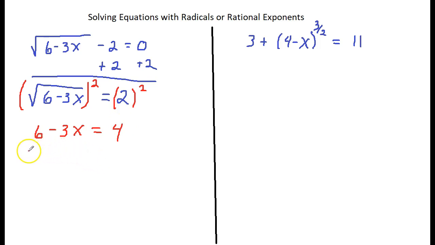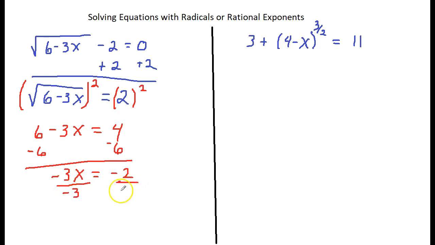Then I subtract 6 from each side, and I have negative 3x equals 4 minus 6 is negative 2. Divide each side by negative 3. I have x equals a negative divided by a negative is a positive, so we have 2/3. Okay, you can always check it by plugging this into the original.